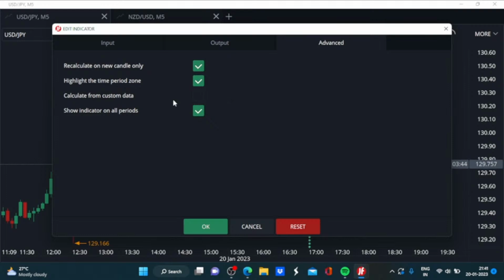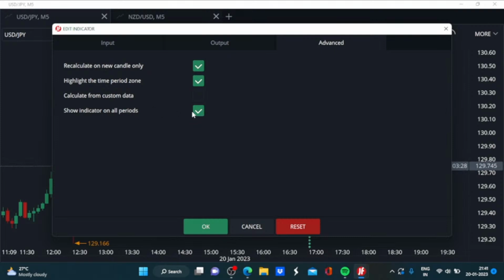Calculate from custom data. This data customization is disabled as we can't really customize the calculation. It is based on the candle formation, three identical candles, that's all it takes into consideration.